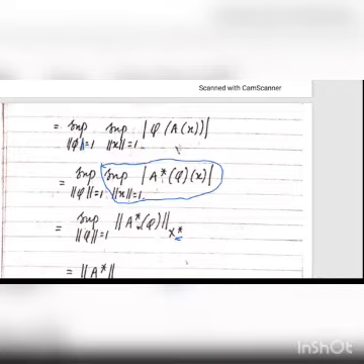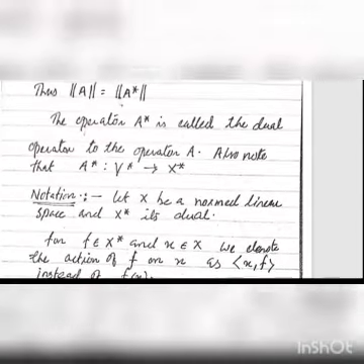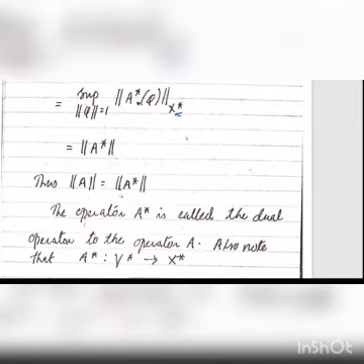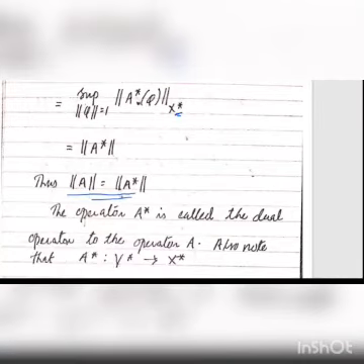norm of A star. So what you have proved is you started with the norm of A and you have proved that it is equal to norm of A star, since A is a bounded operator. So norm of A star is equal to norm of A implies that norm of A star is also bounded. That is, A star is a bounded operator. So this implies the operator A star, called the dual operator to the operator A, is also bounded.